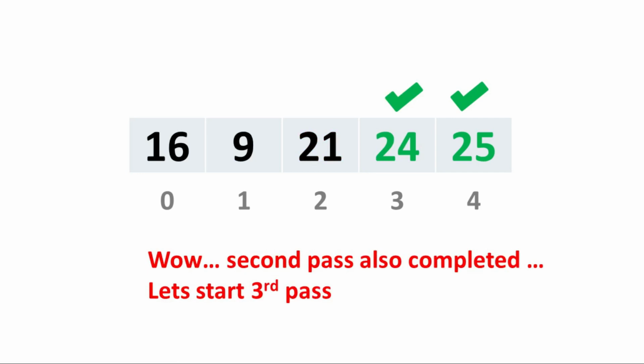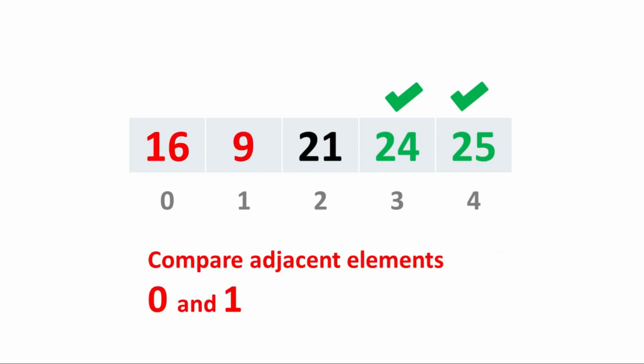We have completed 2 iterations now, meaning that the last 2 elements 24 and 25 are kept in their respective positions. Now we'll have to repeat the same job for 16, 9 and 21. Another 2 iterations are required to finish our job. Let's do it. We again started with 0 and 1.